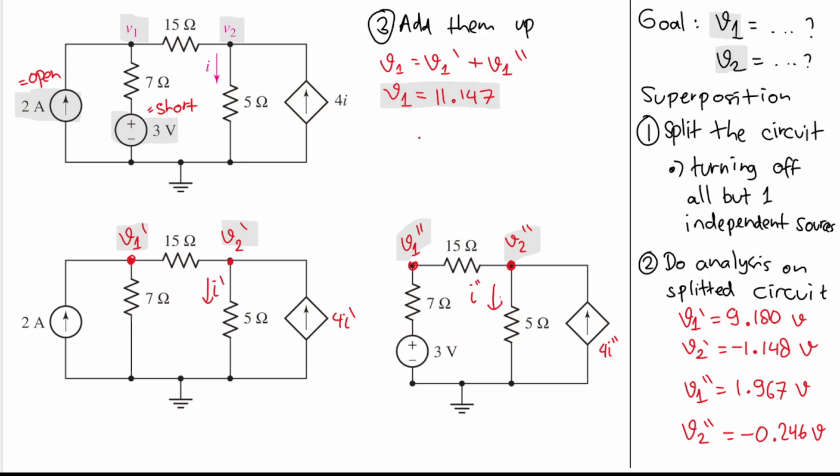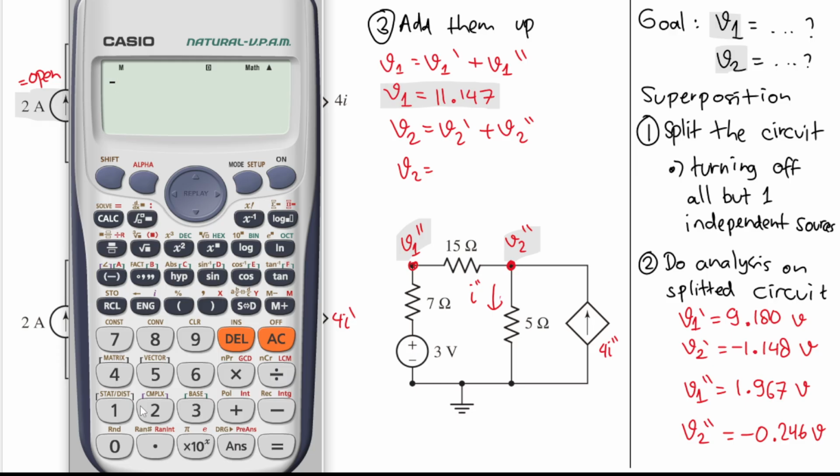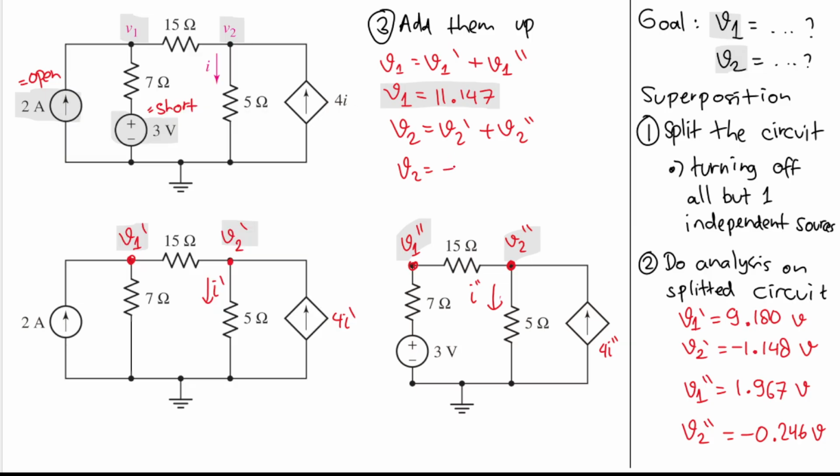And then the second goal will be V2. V2 is what? V2 is V2 prime plus V2 double prime. We already know the value of V2 double prime and V2 prime, right? So let's plug that in. So we will have minus 1.148 and then plus this one here, minus 0.246. And we will have the value of V2 here is minus 1.394. The unit here will be in volt and this also in volt.